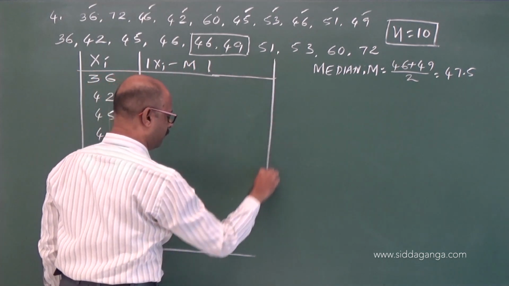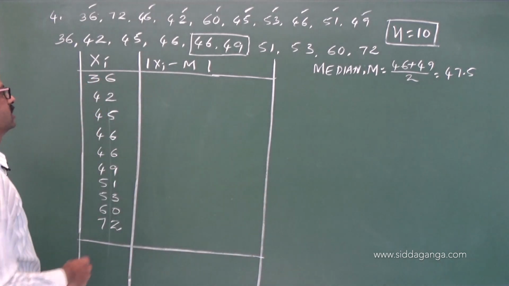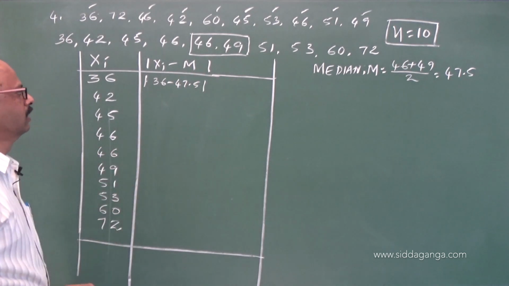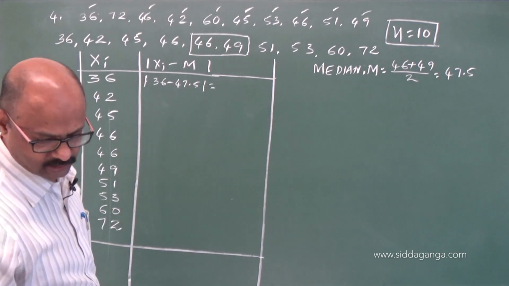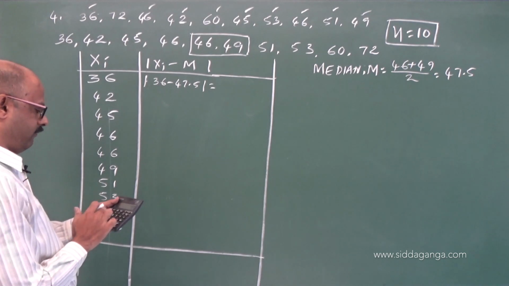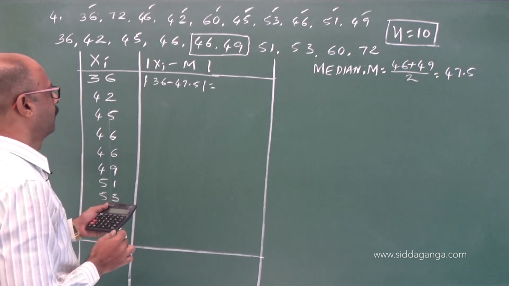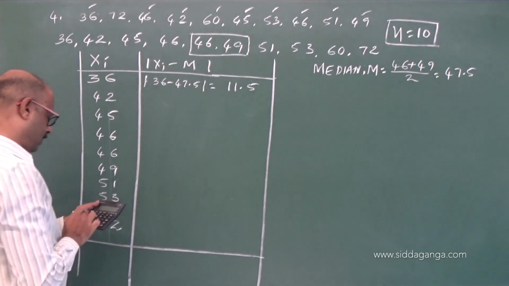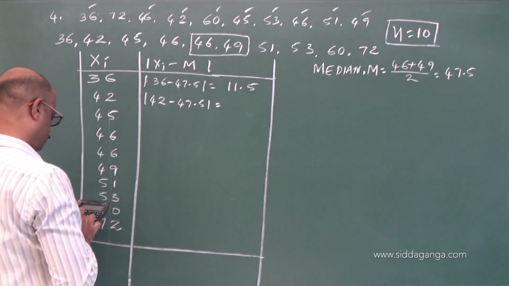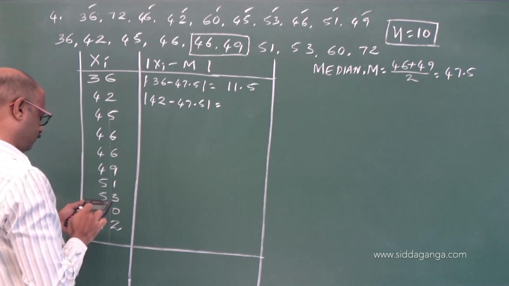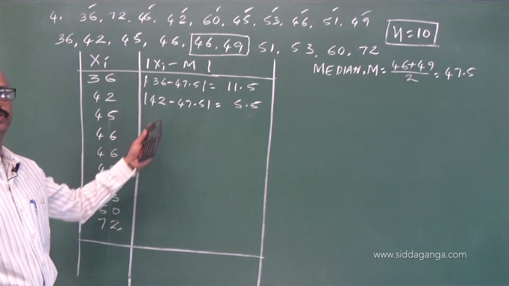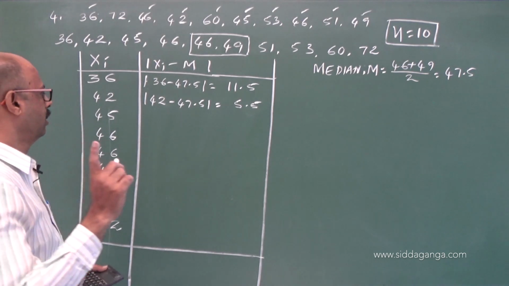We will calculate xi minus m like this. Modulus of xi minus m: you will get 36 minus 47.5, m is 47.5, which is 11.5. Next, 42 minus 47.5, that is 47.5 minus 42 is equal to 5.5. Since it is an absolute value, you don't get negative. Either you can subtract the smaller number from the bigger number or the bigger from the smaller, because we write only positive values.